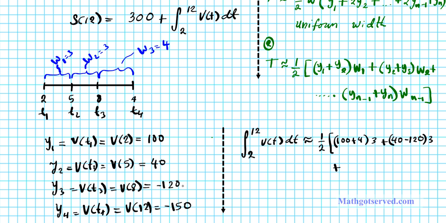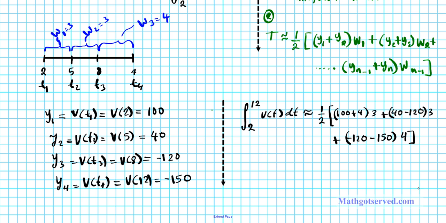we have done y1, y2, y2, y3. The last one is going to be y3, y4. Okay, so y3, y4 is going to be negative 120 plus negative 150. So you have plus plus, so plus plus is minus. I mean, plus minus is minus. Minus 150. And then the width is 4, like that. All right, so that's the value of the expression for the approximation of the value of the integral.